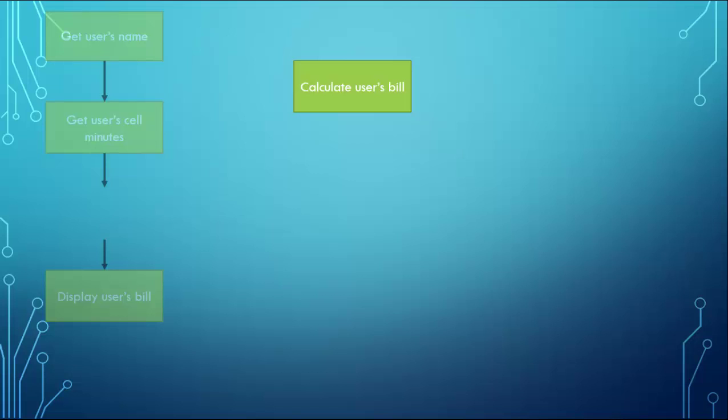Now this gets a little bit more complicated. We have a decision to make. We calculate their total one way if they've used fewer than 400 minutes, and we calculate their total a different way if they've used more than 400 minutes. So let's talk about this part where we calculate their bill. They always pay $50. But then we have a question, we have a decision here. Did they spend more than 400 minutes on the phone?